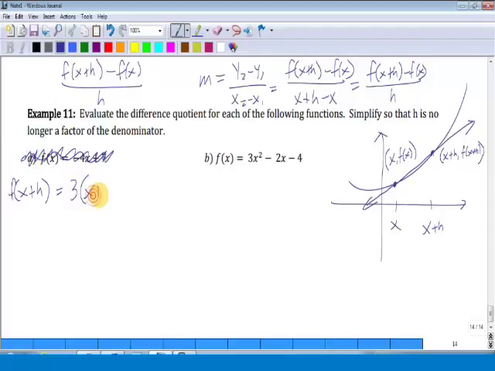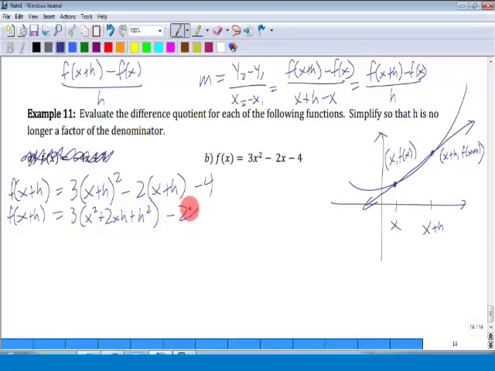So 3 times x plus h quantity squared minus 2 times x plus h minus 4. And a couple steps to simplify this. We need to square the x plus h. We get x squared plus 2xh plus h squared, minus 2x minus 2h minus 4.